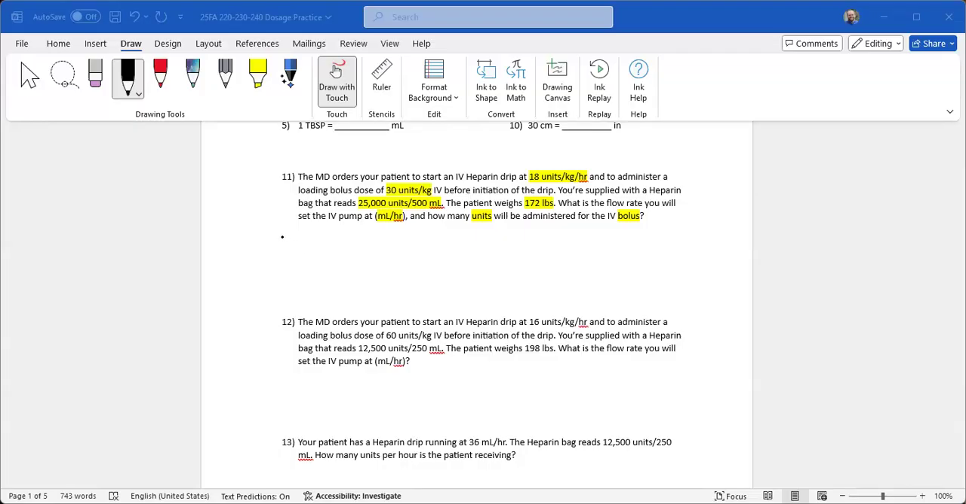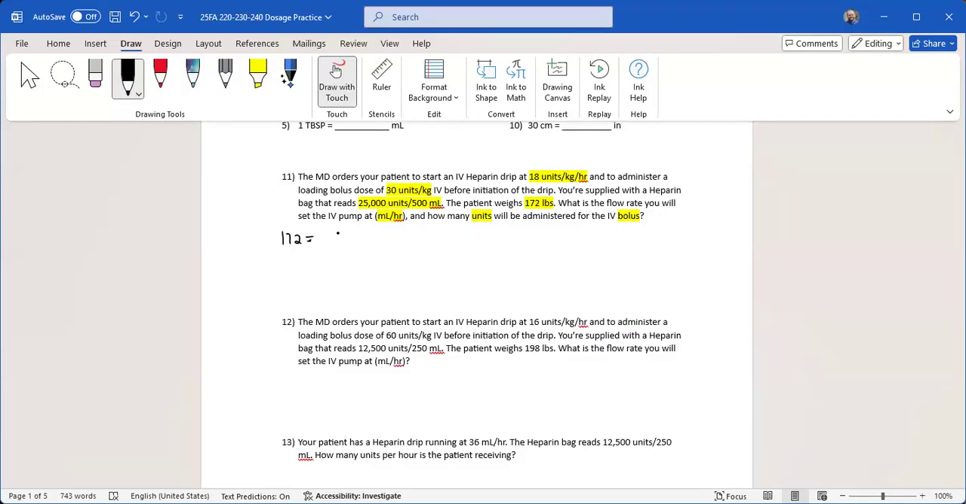But what we're going to do is I said we're going to calculate the bolus first. So what I need to first do is convert the patient's weight in pounds to kilograms. So I'm just going to divide that number by 2.2. I'm going to pull up my calculator, which you'll be able to use. 172 divided by 2.2, and I'm going to get 78.18.